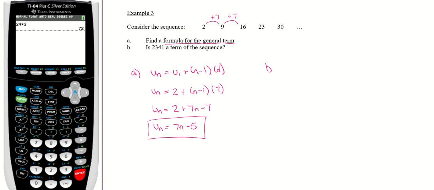So now that we have that, we can actually use that formula we just created to solve part B. So instead of starting with a more complicated general term formula, I have a simplified version that I can use to solve the problem. What it's asking for here is whether 2,341 is a term that will occur in the sequence. So if I continue this list for a very long time, will I ever write down the number 2,341? So basically what this is asking is, when Un is 2,341, is n a whole number?